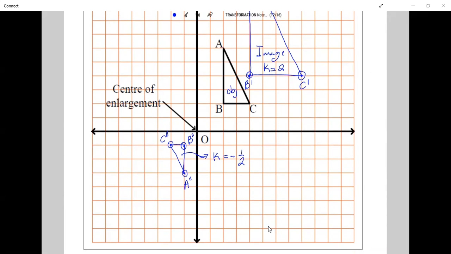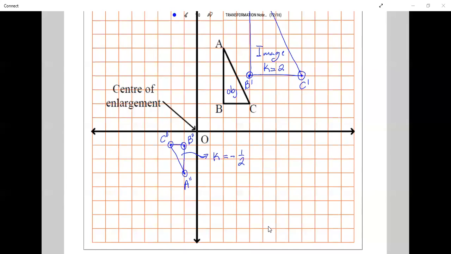Whatever is the distance from the center to the object, to get to the image, you must go in the opposite direction. But this time, because the scale factor is 1, the distance from the center to the image is the same as the distance from the center to the object. And because the scale factor is negative, the direction must be the opposite direction.